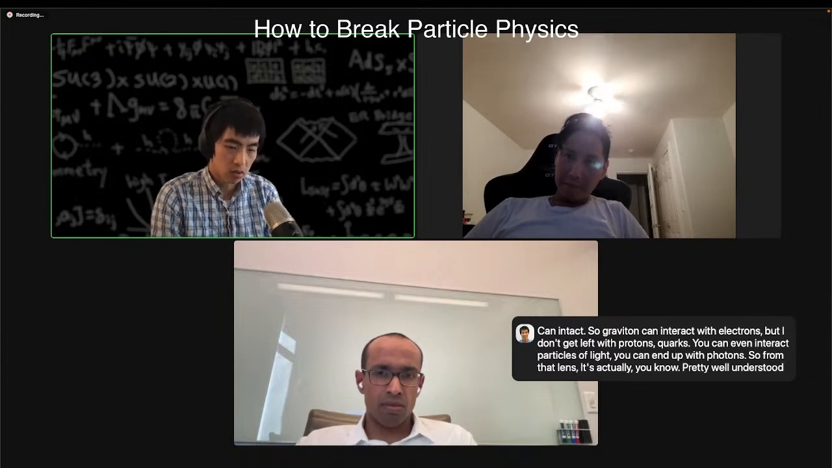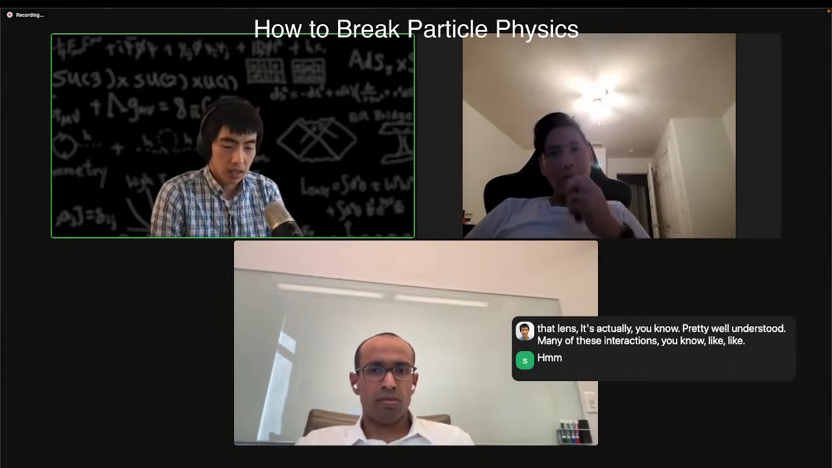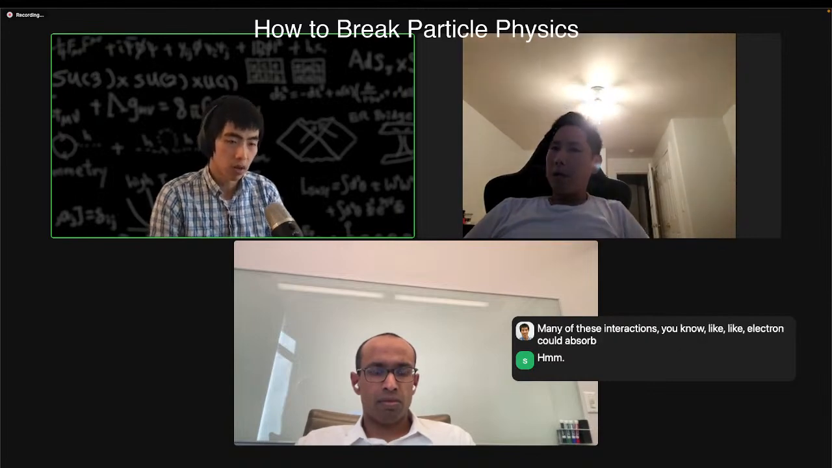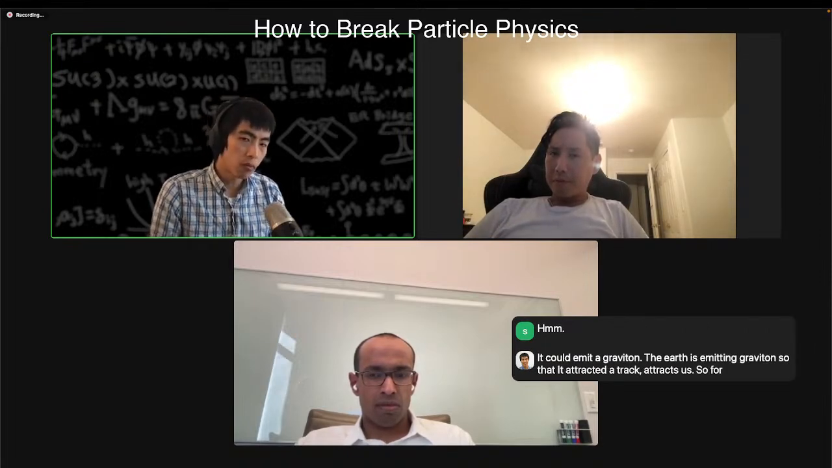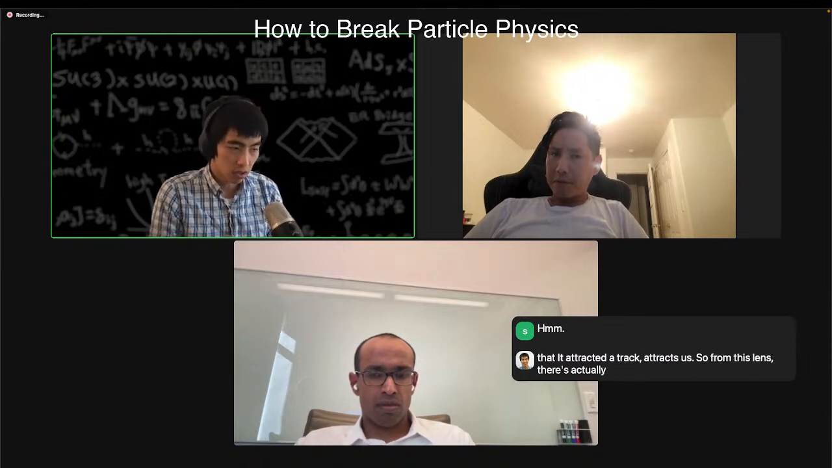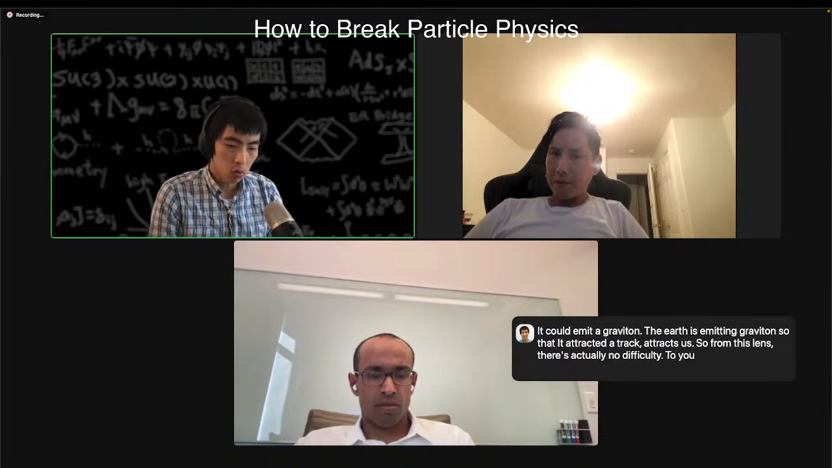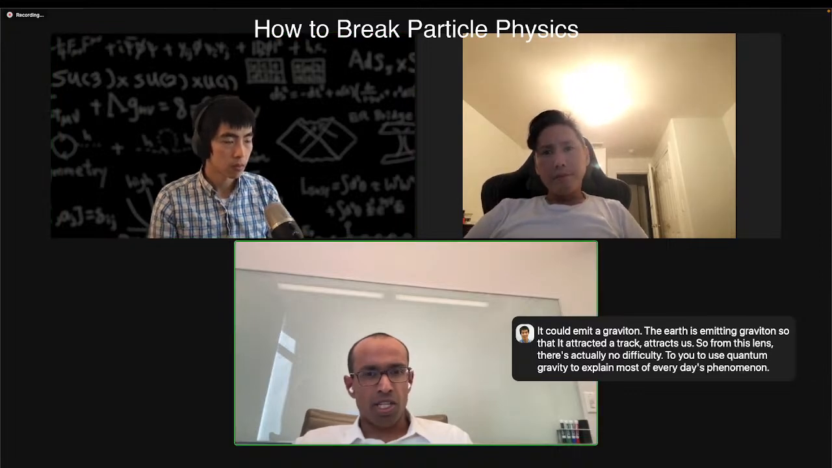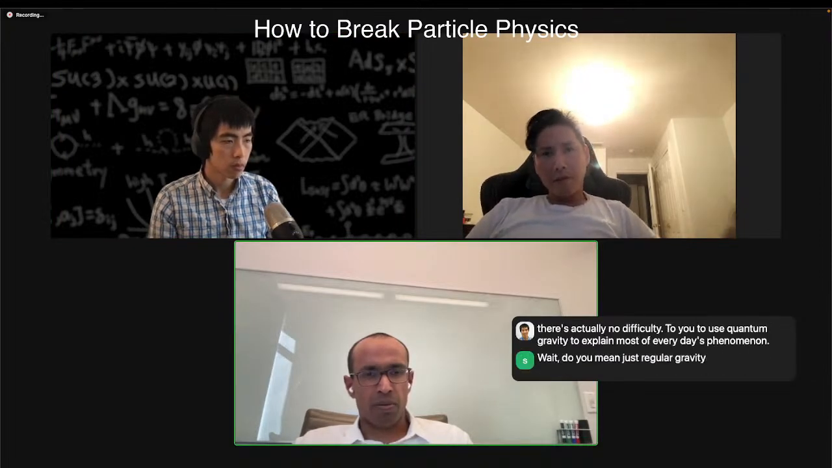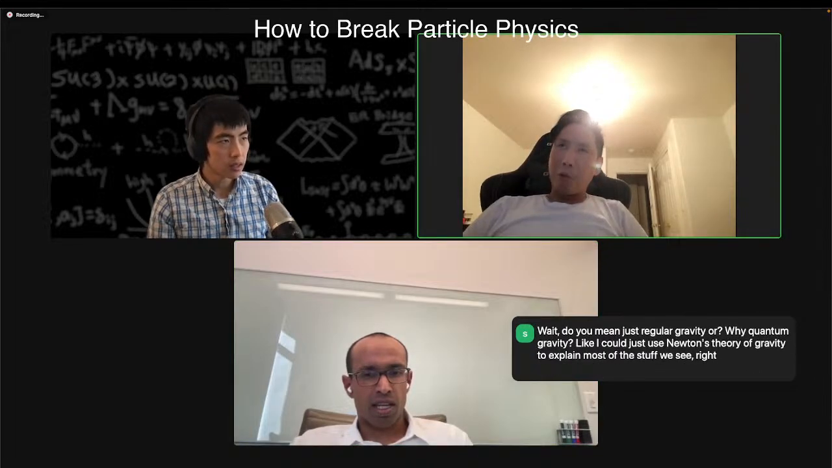Many of these interactions are simple, like an electron could absorb a graviton. It could emit a graviton. The Earth is emitting gravitons so that it attracts us. So from this lens, there's actually no difficulty using quantum gravity to explain most of everyday phenomena. Wait, do you mean just regular gravity, or why quantum gravity? Like, I could just use Newton's theory of gravity to explain most of the stuff we see, right? Yeah, that's more phenomenological.